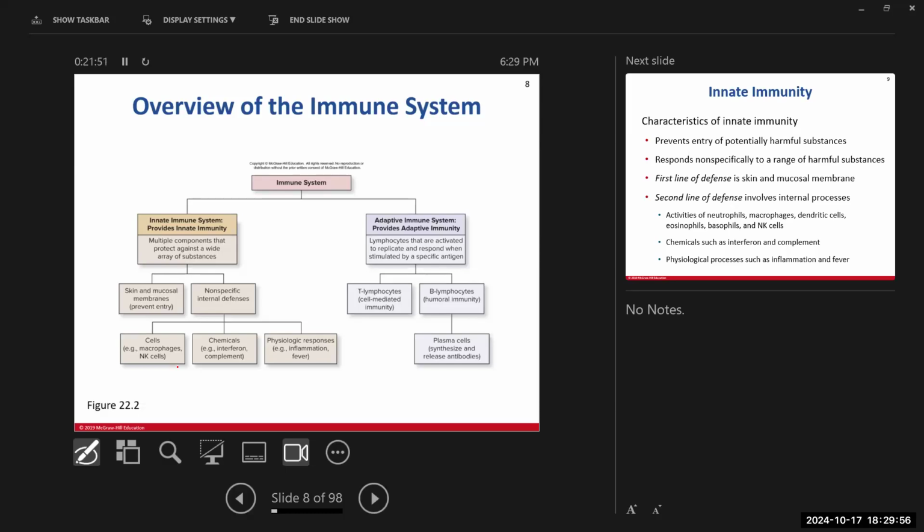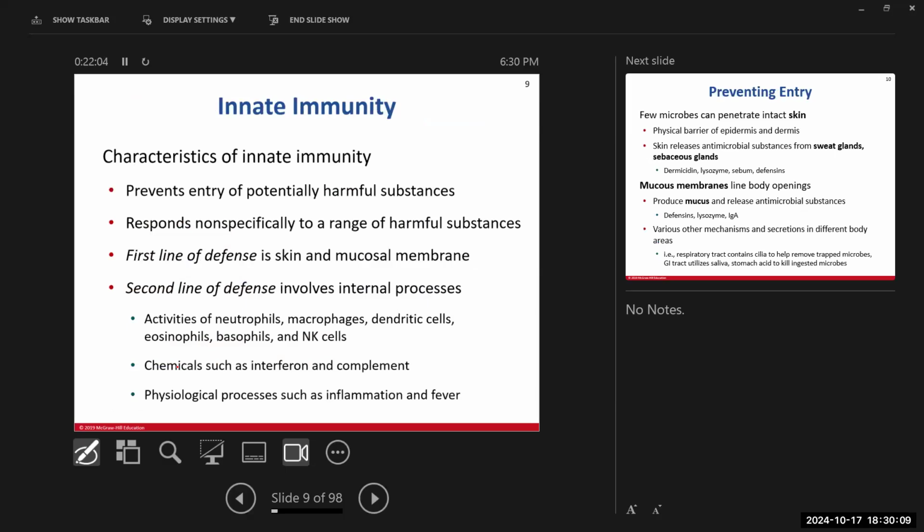And you'll see we have cells, chemicals like interferon and whatnot, and then physiological responses like inflammation and fever. We're going to discuss that and why it's a benefit. I personally believe that fever is a good thing. The low-grade fever, yes; high-grade fever, 104, 106, not so good. We don't want to mess around with that.